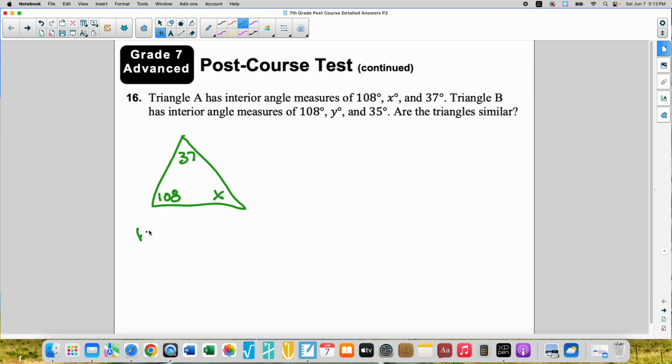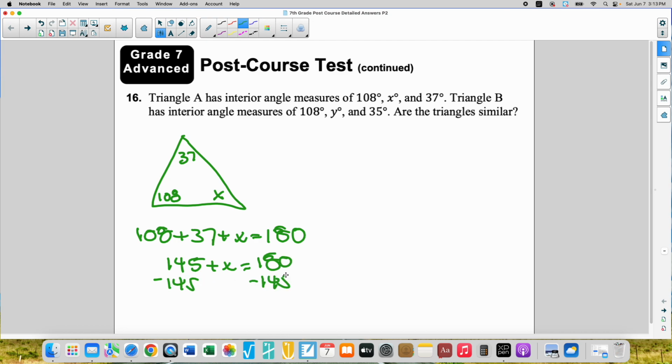But we would add them up. They're going to add up to 180 degrees. So we make this equation. And we got 145 plus x equals 180. Minus 145, minus 145. X is going to equal 35 degrees.